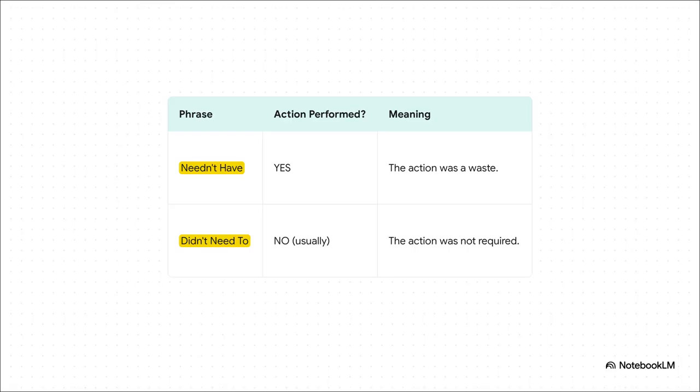And this table right here just puts it all in one neat little package. Let's look. For needn't have, did the action happen? Yes. And what does it mean? It means the action was a waste. Now for didn't need to, did the action happen? Probably not. And what does that mean? It just means it wasn't required. See how clear that is when you lay it out side by side?